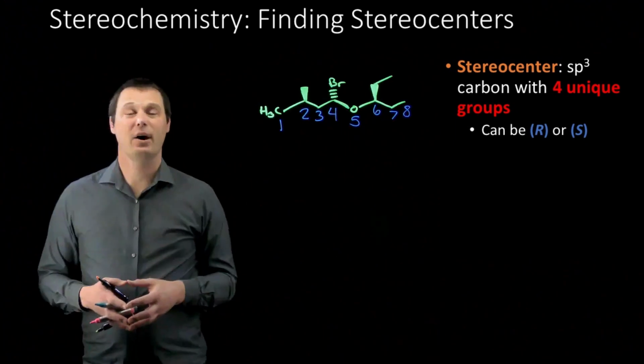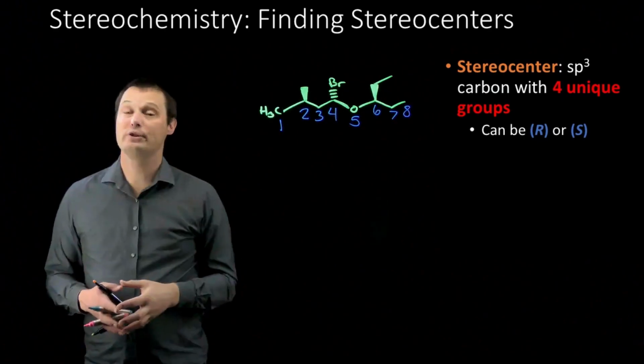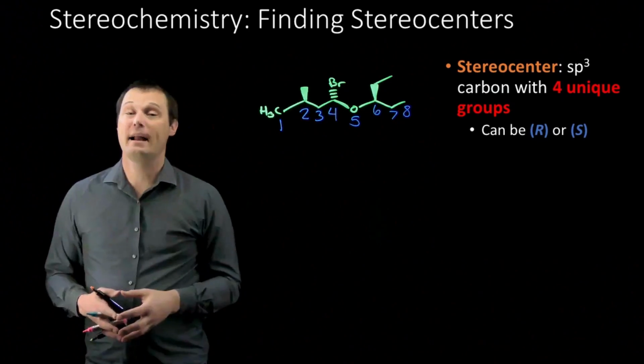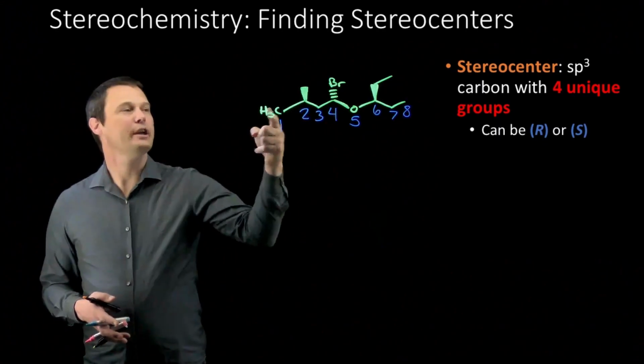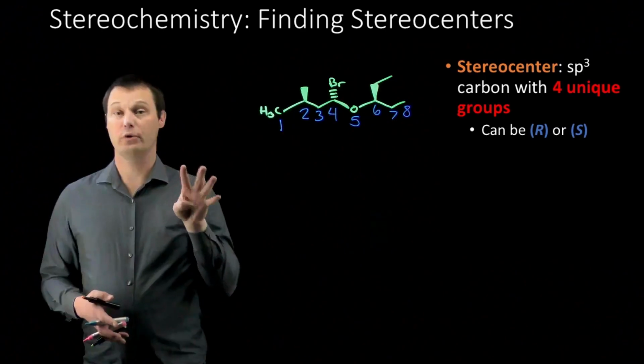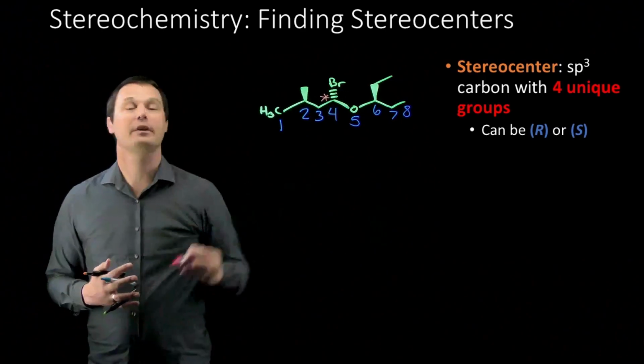If you are asked to assign R and S labels, then any CH2 group, any methyl group, and any atom that doesn't have a wedge or a dash attached to it is almost certainly not a stereocenter. Carbon number 4 is attached to bromine, oxygen, carbon number 3 chain, and a hydrogen. That is 4 unique groups. This carbon, number 4, is a stereocenter. This is our first stereocenter in the molecule.